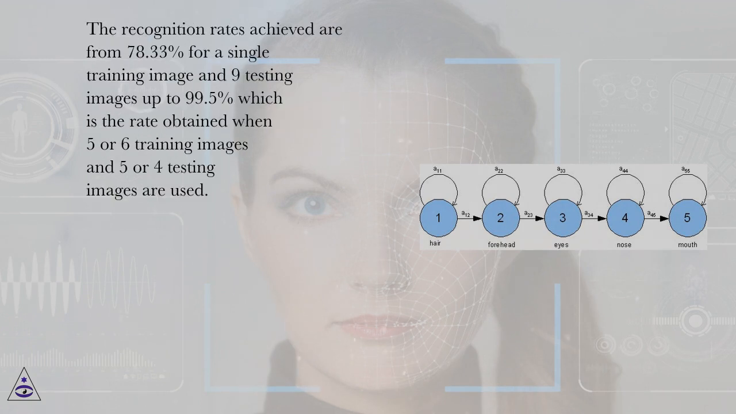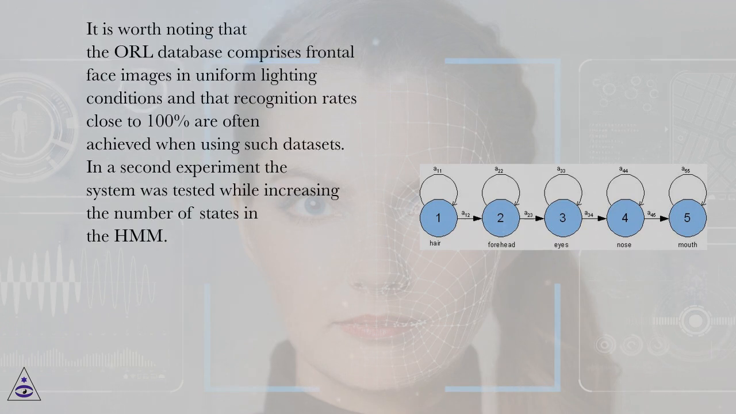The recognition rates achieved are from 78.33% for a single training image and 9 testing images up to 99.5%, which is the rate obtained when 5 or 6 training images and 5 or 4 testing images are used. It is worth noting that the ORL database comprises frontal face images in uniform lighting conditions, and that recognition rates close to 100% are often achieved when using such datasets.